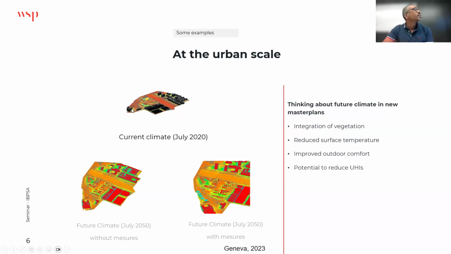You can see here there is a part that we evaluated which was free. There was no construction here, and we could integrate vegetation. And then we simulated the same neighborhood for the future climate, in July 2050, without any measures, so without any trees on this spot. And you can see here that we added the trees. I'm sorry if we cannot see it very well, but we have added some trees here, and we tried to look at how positively they can impact the reduction of the urban heat island.